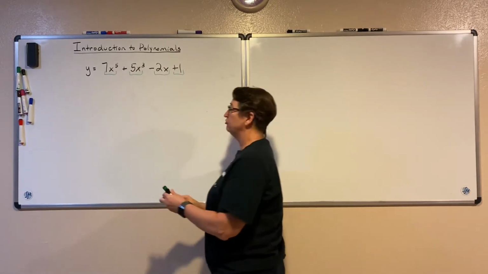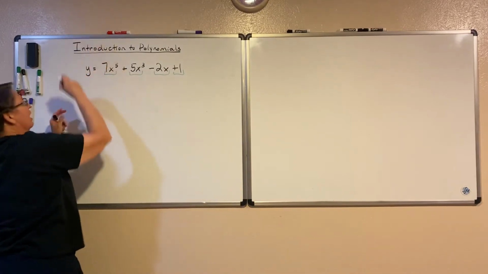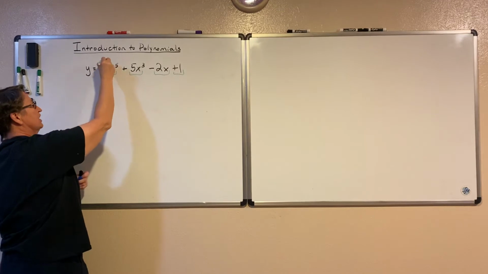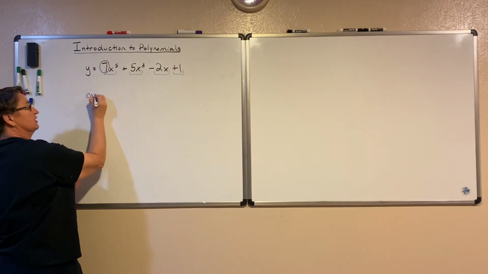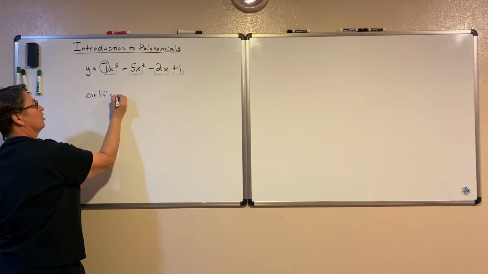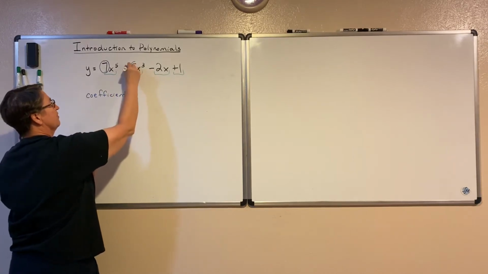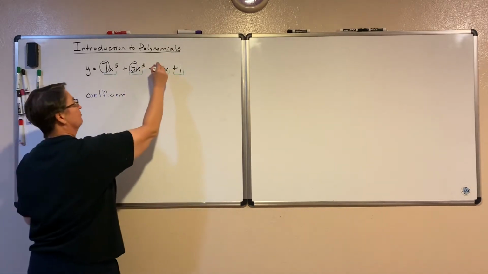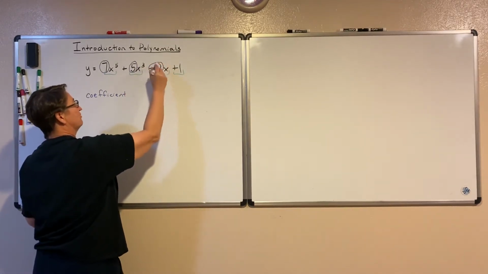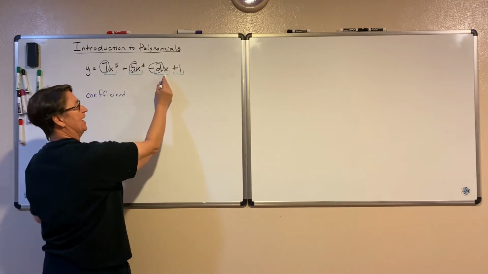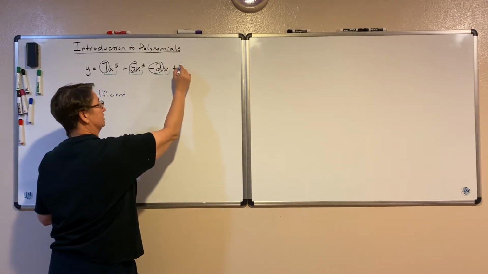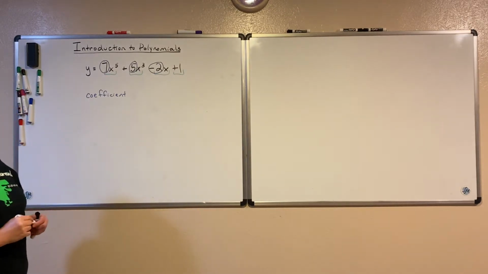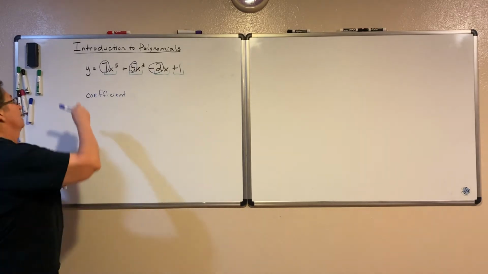Each one of those terms has a constant out front, a number there. We call this number here a coefficient. Those numbers that are being multiplied times that variable are called coefficients. So here's a -2. That's the coefficient of that x. And even this last constant is a coefficient on an x there. They're just constants that are multiplying.